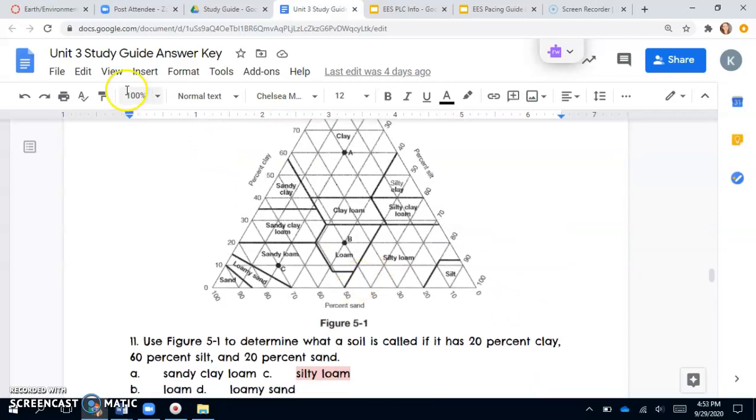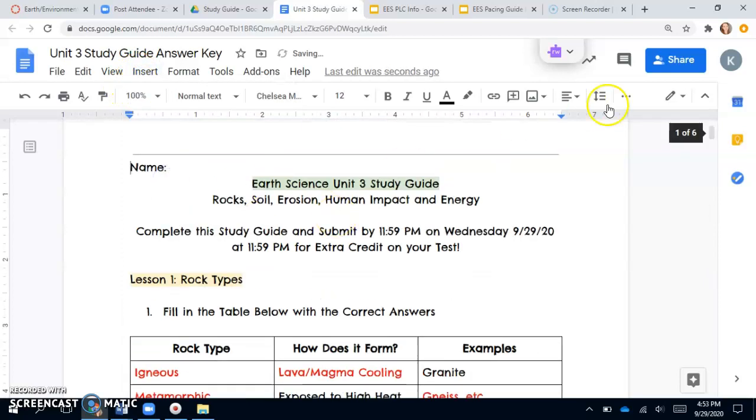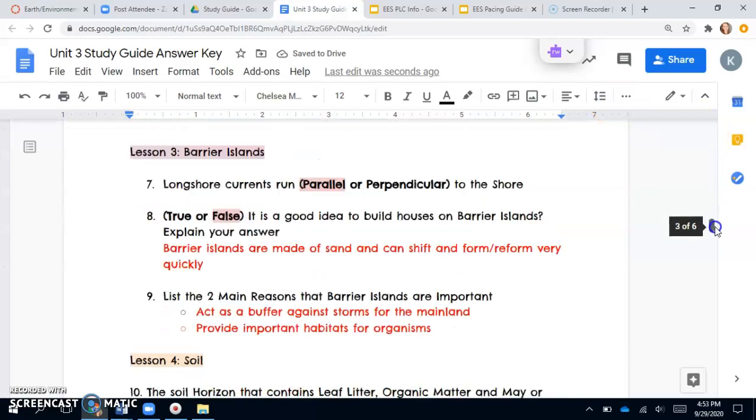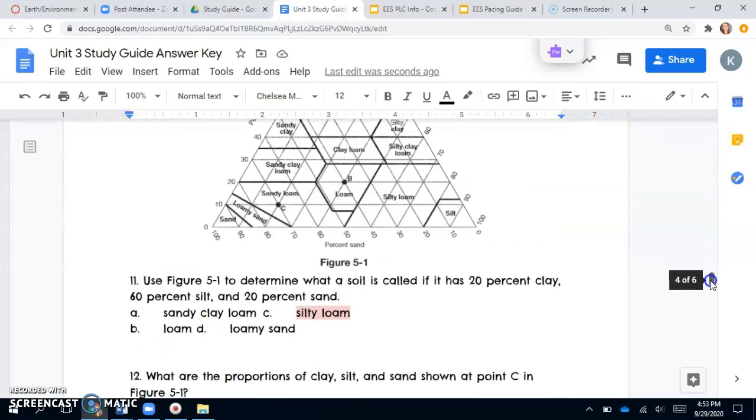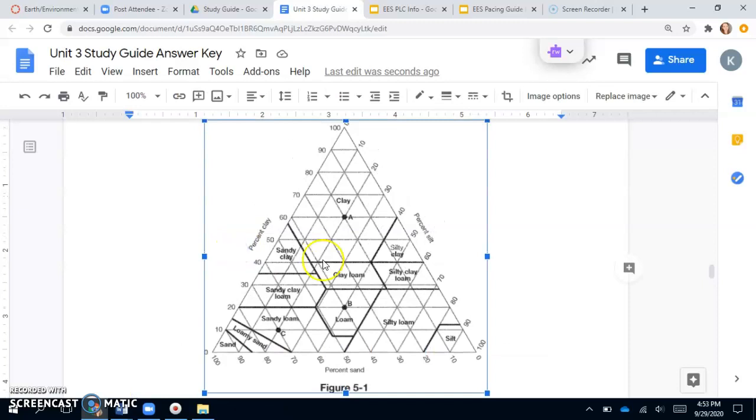Remember, we're going to start with our clay. So I'm going to grab a line here. Oops. It took me down. I didn't want to do that. So we're going to start with clay. We've got 20% clay. So we're going to look on the left-hand side here, and we're going to start with our 20%. So clay is on the left, and the numbers correspond to the percentage of that particle in the soil. So this soil sample, if we were to separate it all out, would be composed of 20% clay. So I'm going to go ahead and put my dot here.